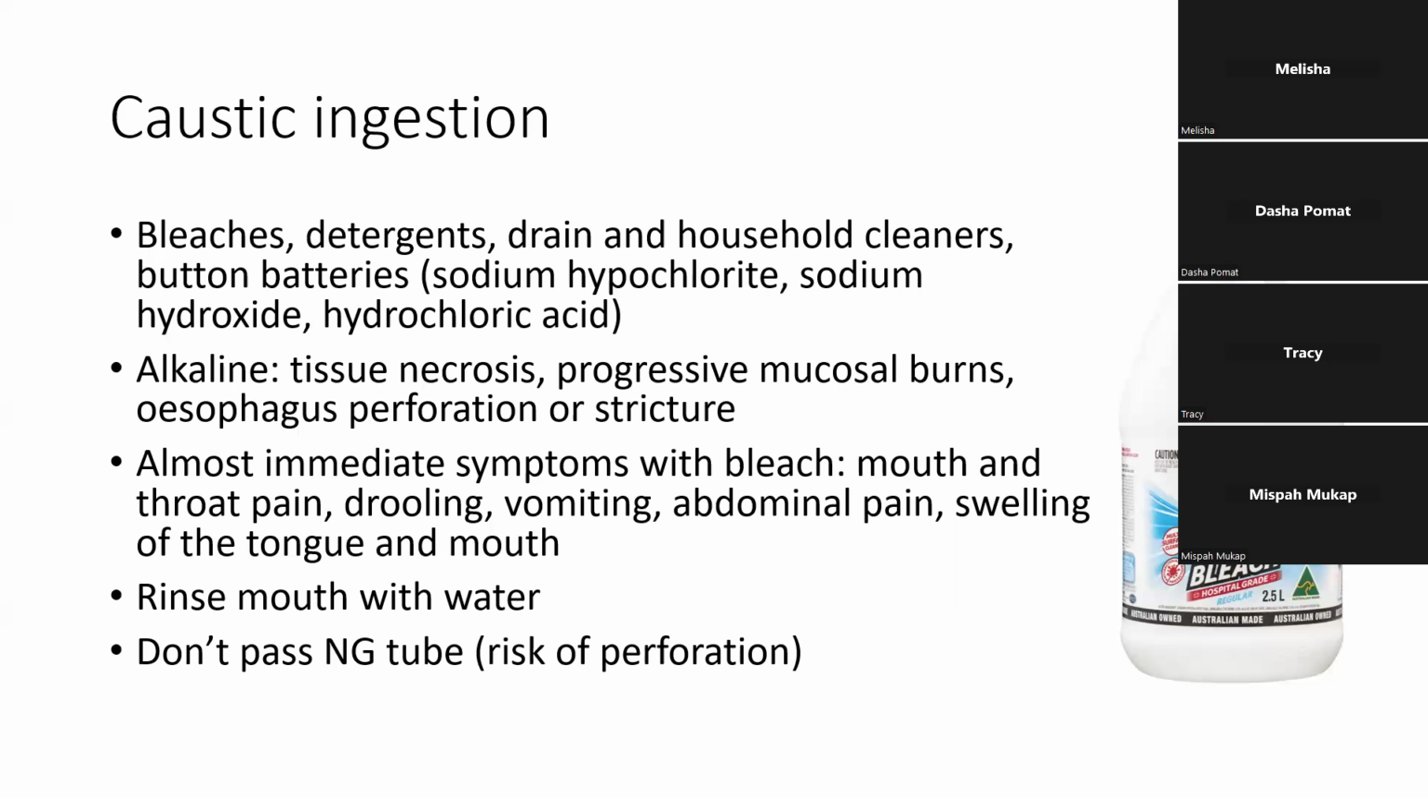So if a child's taken, for example, this household bleach, White King, if they've drunk that, then they'll most likely get mouth burns and esophageal burns. And I've seen a number of children who've had esophageal perforation or stricture from drinking a caustic ingestion such as this.